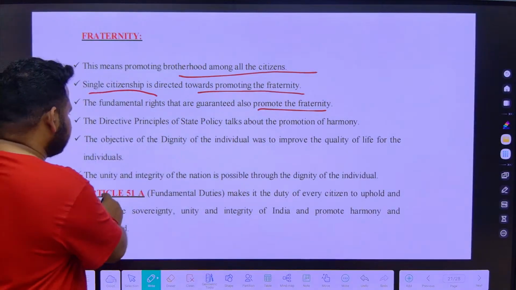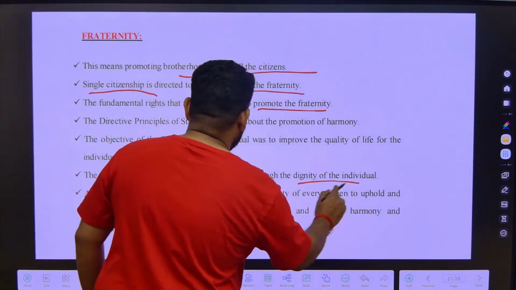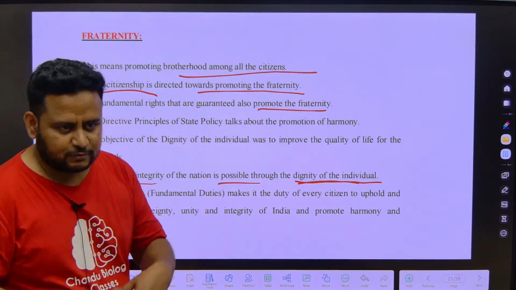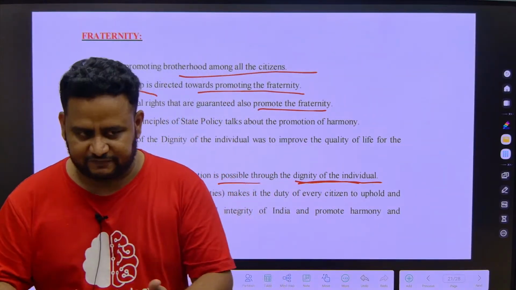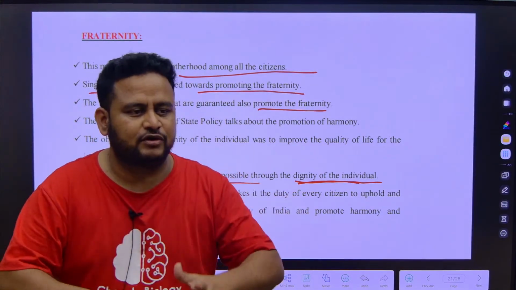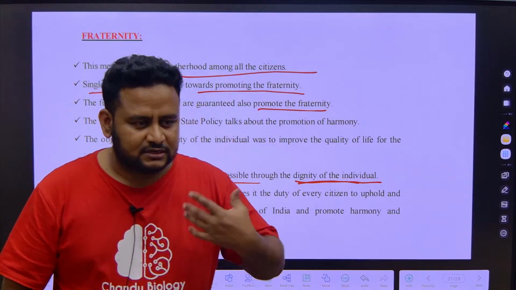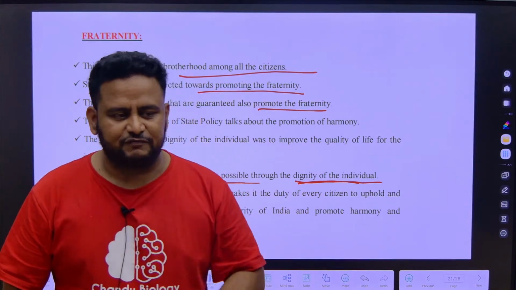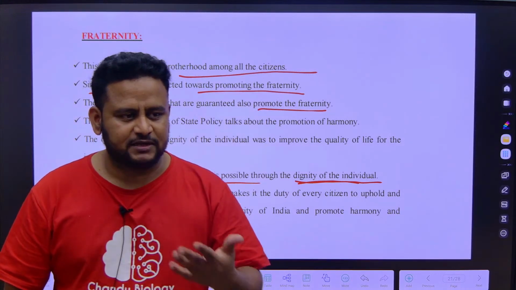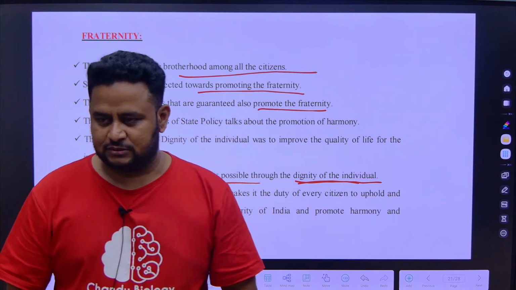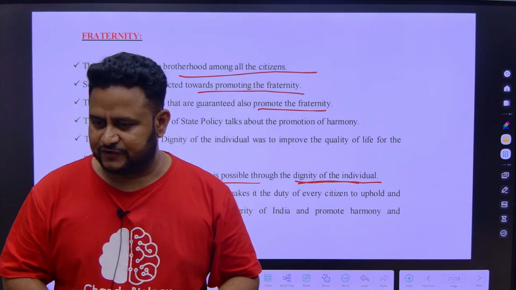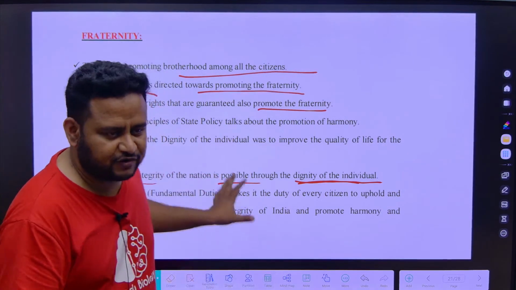The unity and integrity of the nation is possible through the dignity of the individual. That is, suppose your dignity or your self-respect is honored, that means you will feel that you are included in the society. At that time, there will be unity and also integrity of the country. You think, they are respecting me, so I have to do something for these people. That is the meaning of unity and integrity of the nation. You feel that oneness and belongingness. We are all Indians. That is the meaning of fraternity.